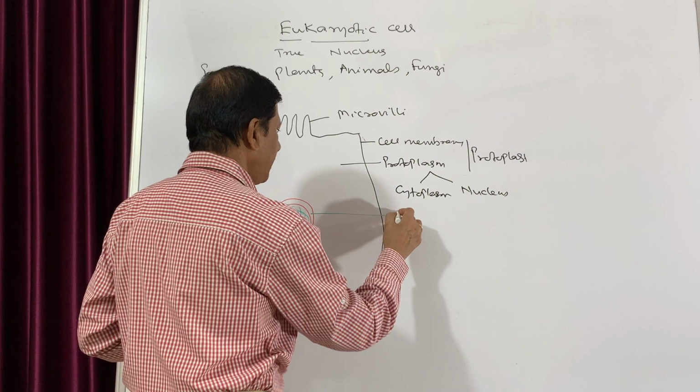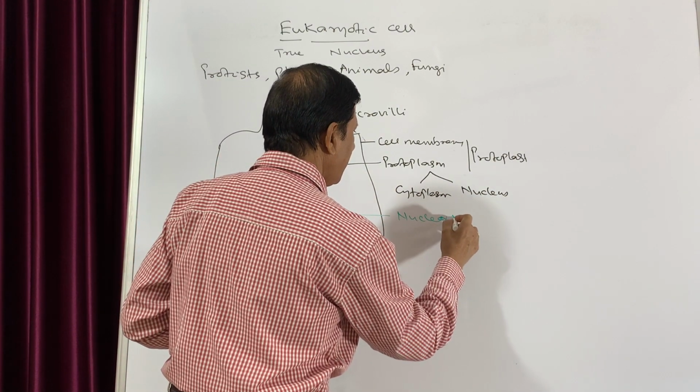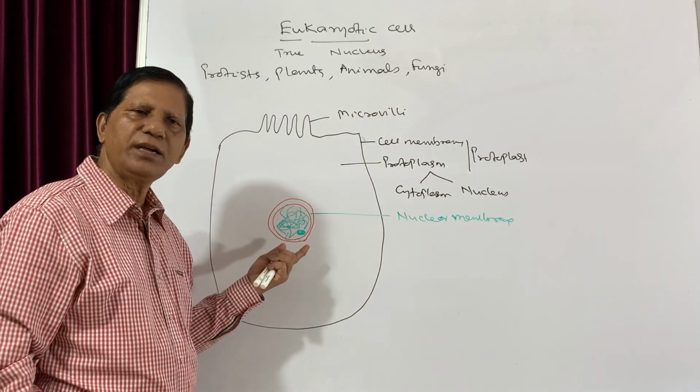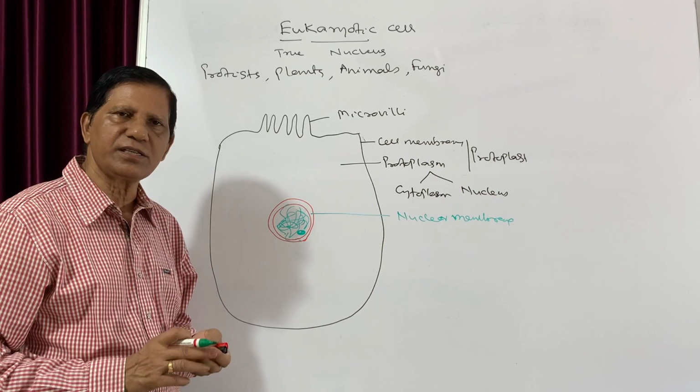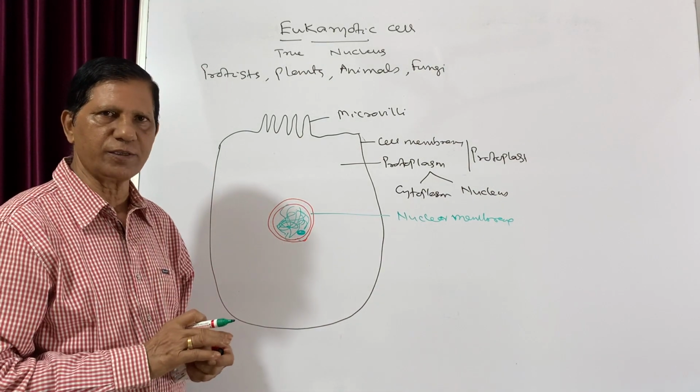This is known as a true nucleus because it is surrounded by the nuclear membrane. So this is the nuclear membrane, and this is known as the true nucleus. The DNA is associated with histone proteins. So this is the true nucleus.